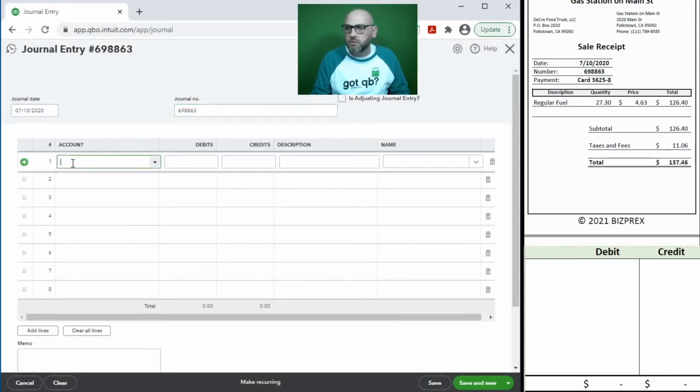So here it is. What do we know? We know that fuel expenses go up, right? Expenses go up when debited. We know that much.